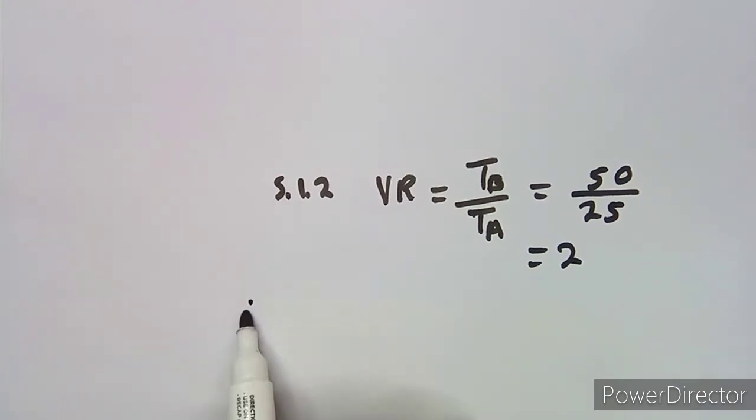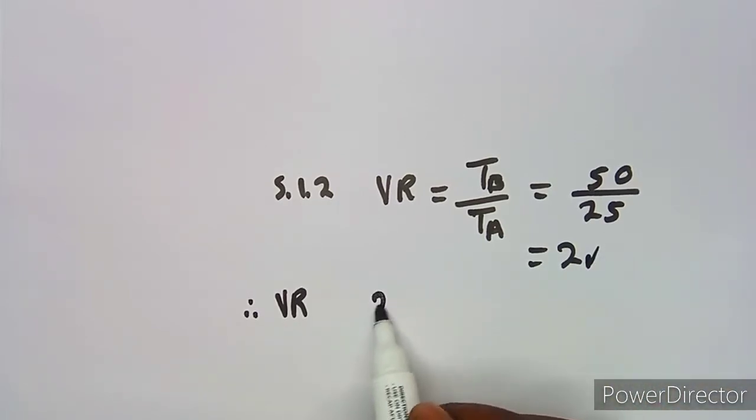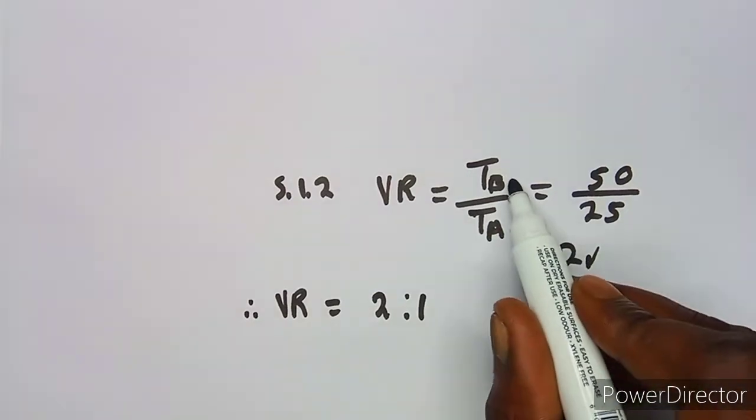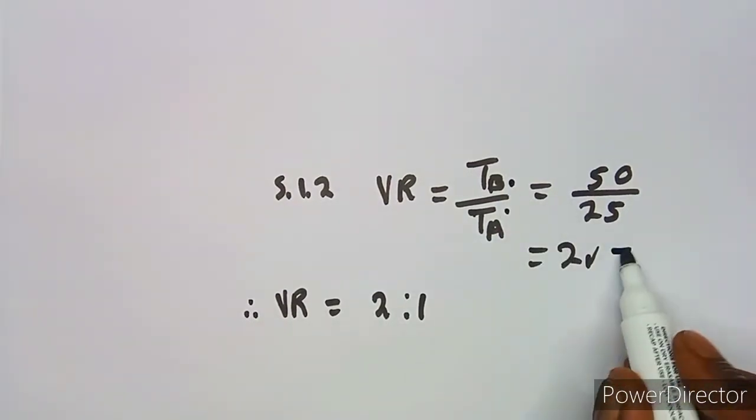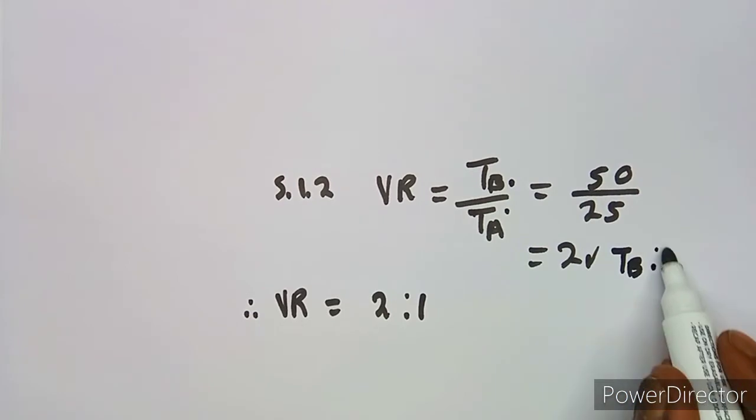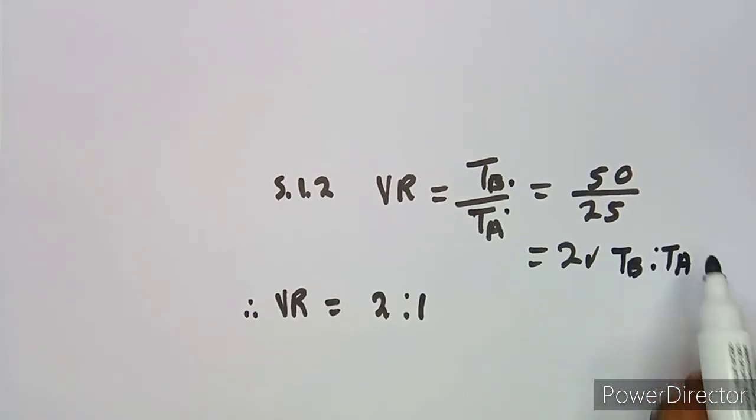So therefore, that means our velocity ratio, because this is a ratio, is going to be 2:1. It's a ratio, because when you write TB over TA, it means TB/TA. That is what it means. So that is why your final answer, you're supposed to write it in this format.